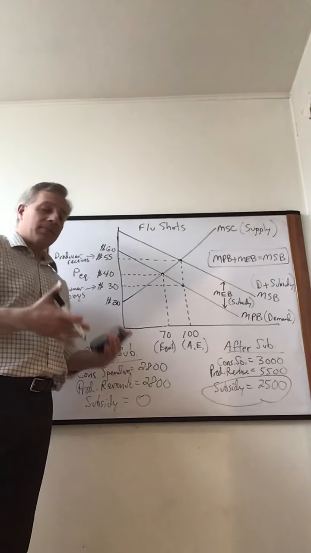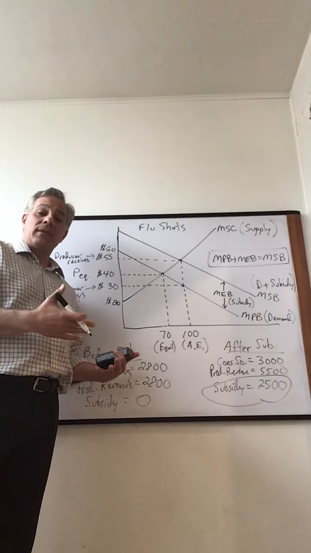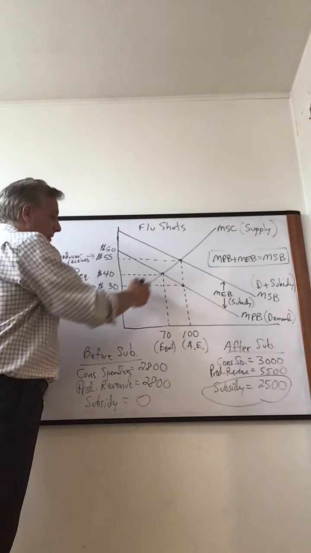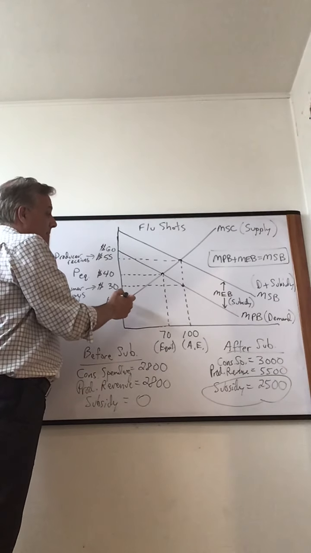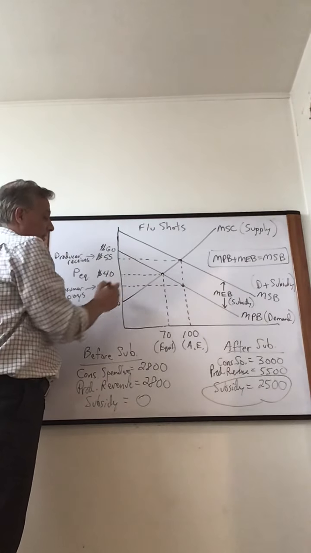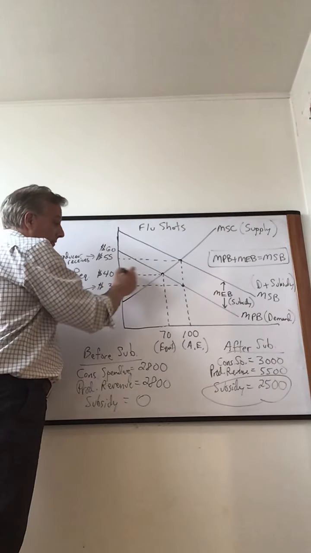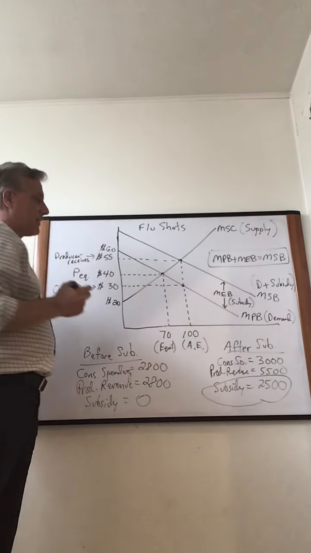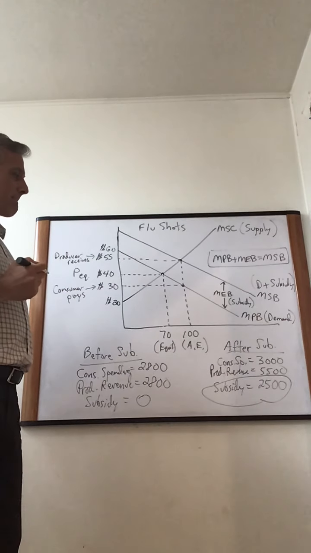Know your definitions. Producer surplus is the difference between what producers are willing and able to sell a good for, the supply curve, and what they actually are receiving. So before the subsidy, they're receiving 40. After the subsidy, they're receiving 55.